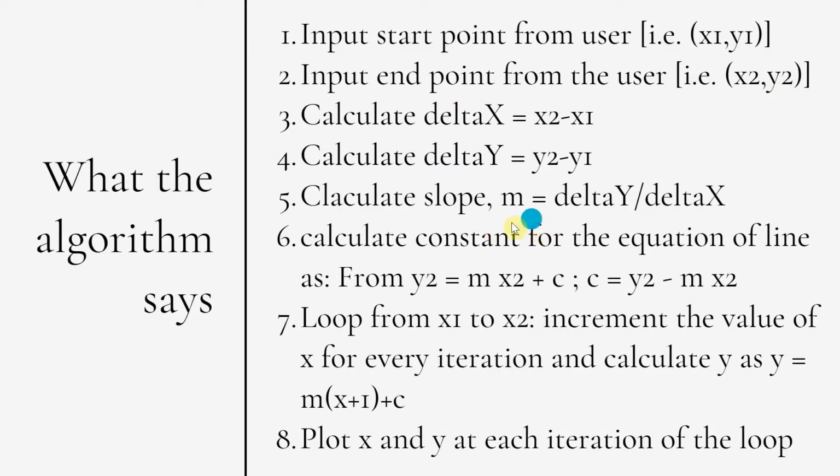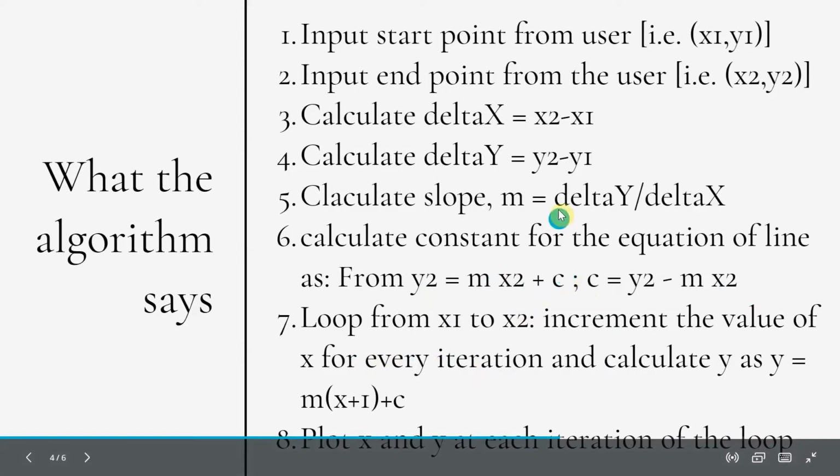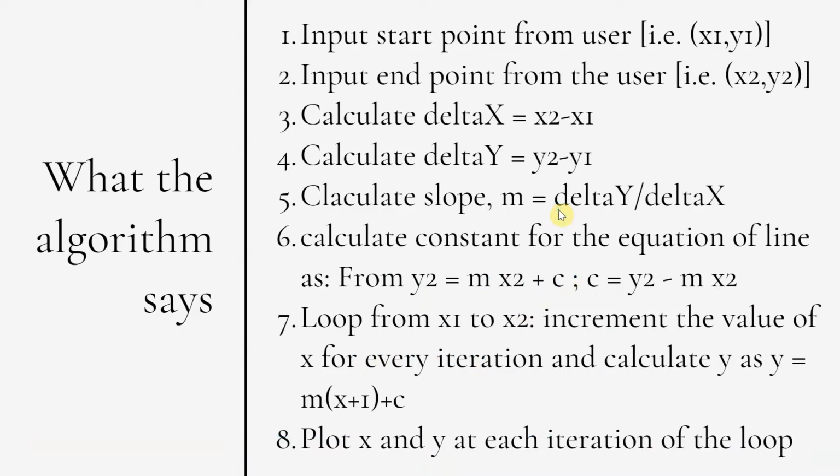After we get the slope, we need the line constant for the equation of the line. As we know that y is equal to mx plus c, we can calculate c as y minus mx. Now as we have the value of c, we will iterate from x1 to x2. In each iteration, we will increment the value of x by 1 and calculate the corresponding value of y using this same equation, y equals mx plus c. This time x will be x plus 1. The points we get in every iteration will be of the form x comma m(x+1) plus c, and we will plot these points.